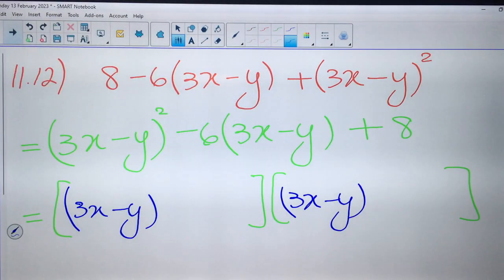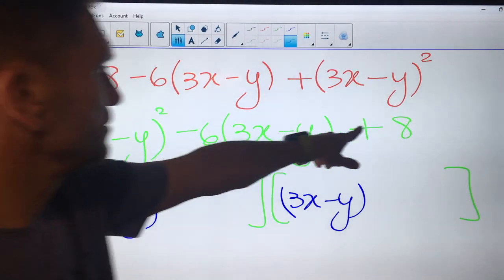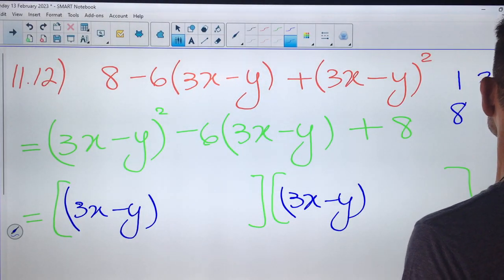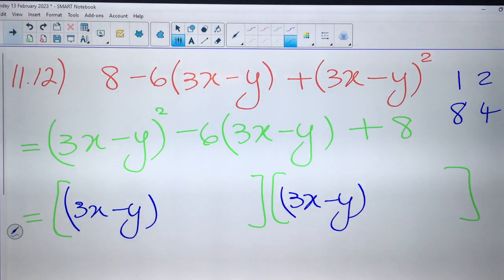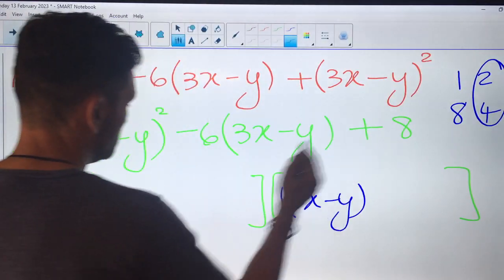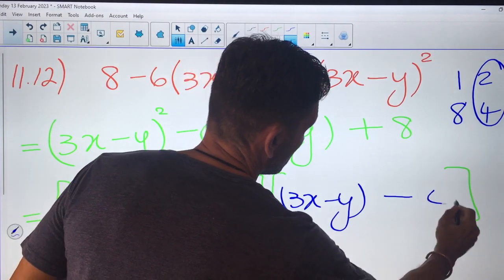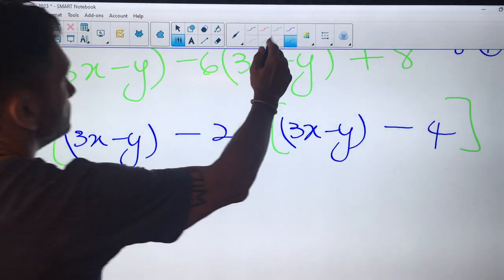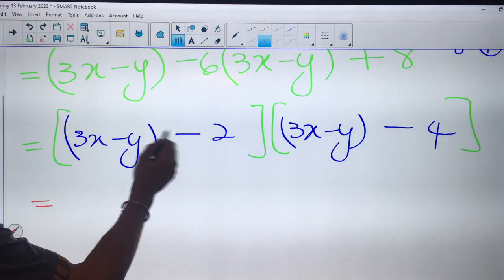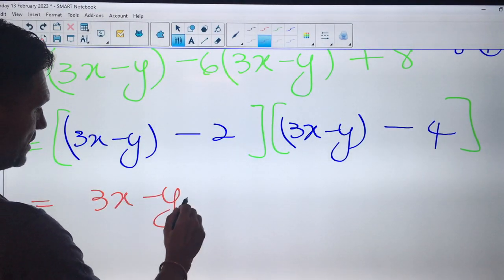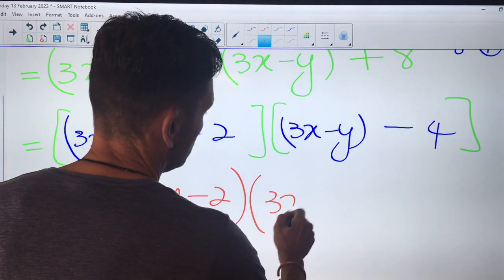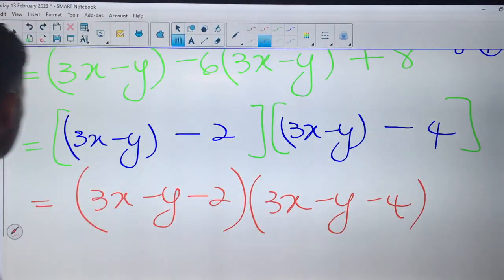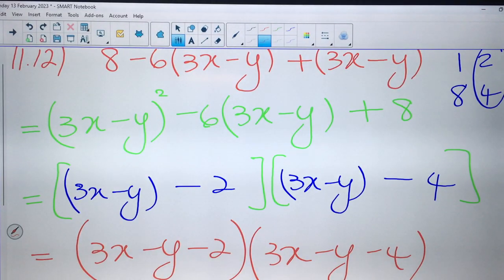That is why this one is so much more difficult than what we are used to. We have to look at the factors of 8, 1 and 8, 2 and 4. That will give us a sum of 6. The signs must be the same, so both negative. And you see, this is the thing that you will not get that easily. Okay, so to rewrite it without the brackets on the inside, 3x minus y minus 2, 3x minus y minus 4.